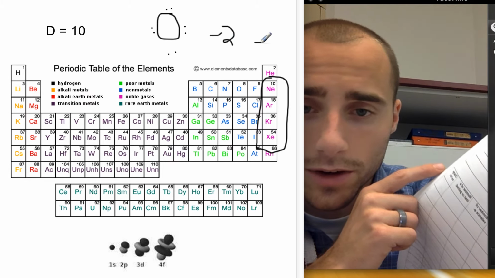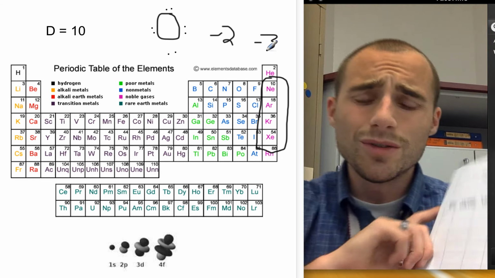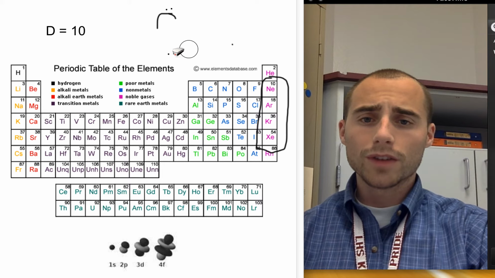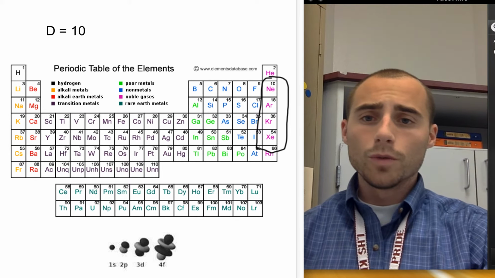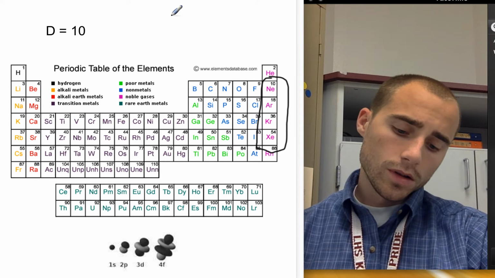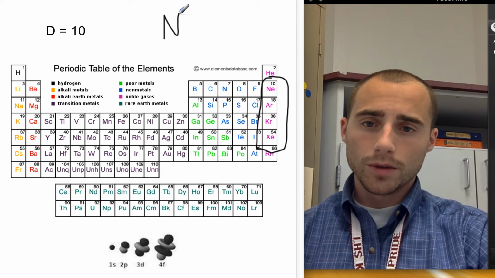If we gained 3 electrons, it'd be -3. We did that last unit. You know that. If it gains electrons, it's got a negative charge. If it loses electrons, it's got a positive charge. Let's do one example where it loses electrons. Let's do Na. That's your second one.